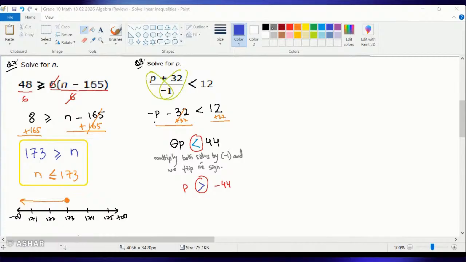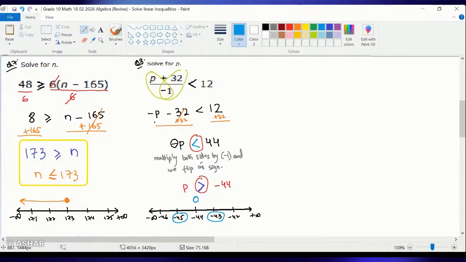Let's draw it on a number line. This is negative infinity, this is positive infinity, the extreme ends. We said this was -44, a negative number, then -45, -46, because -43 is greater than -44, right? It says p is greater than -44. We do not have an equal sign, so we simply make a circle. Which number is greater, -45 or -43?